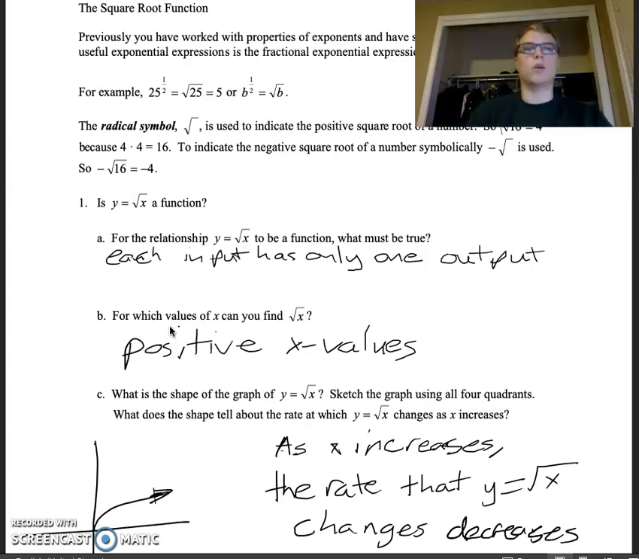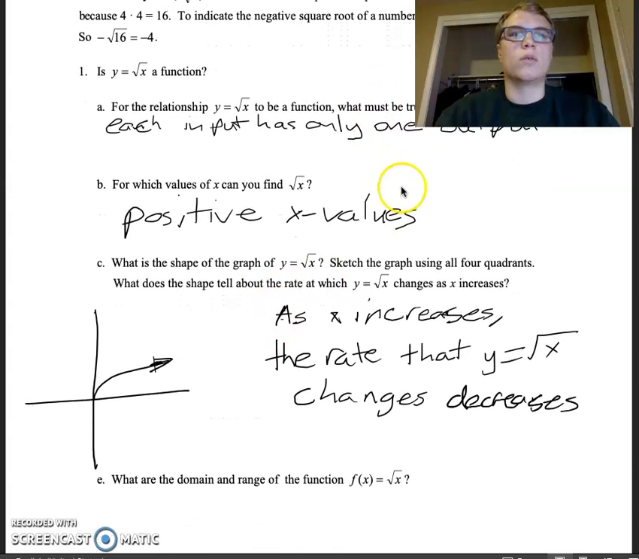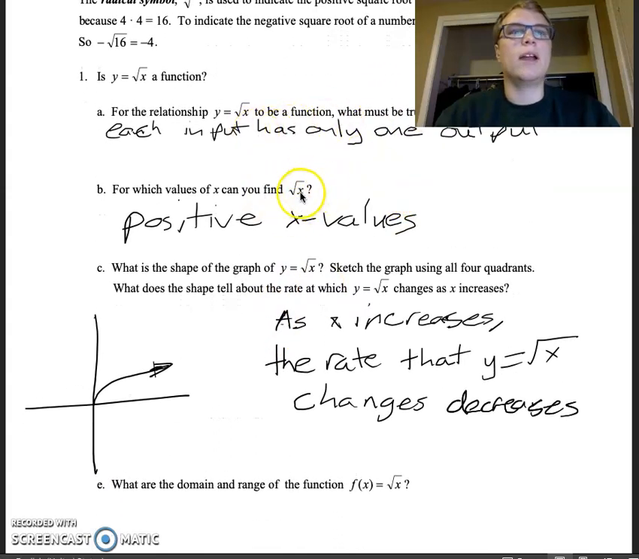So for b, what kind of x values are we looking at to make sure this happens? We can't have a negative x value, because that would be the square root of a negative number. Say if we did the square root of -4, then we're looking at imaginary numbers, which aren't real square roots, so they don't really count towards being a function.